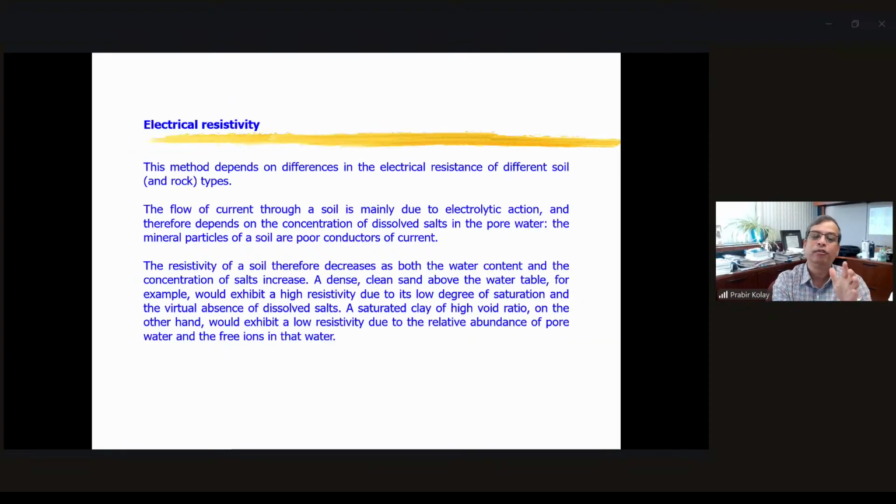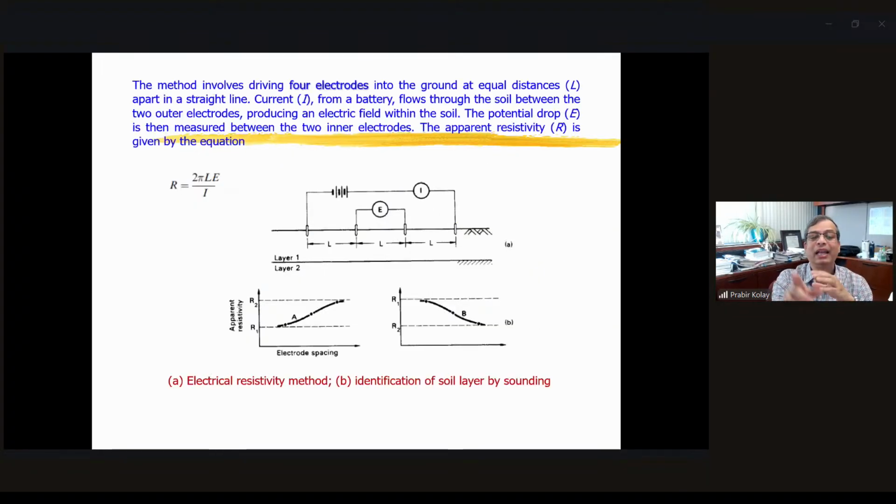Electrical resistivity can also be used to find out the different soil layers. This is the four-electrode method we use. If we pass the current and measure the voltage, you can find the apparent resistivity. From there, you can easily calculate layer 1 and layer 2 and what type of soil is there. For different types of soil, the resistivity is different, and there are standard charts, so you have an idea what type of soil it is.